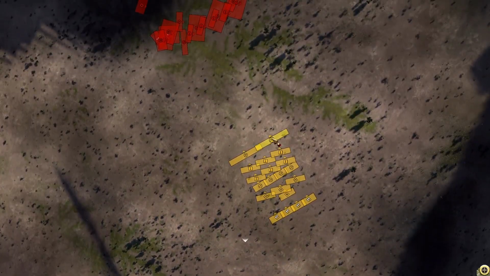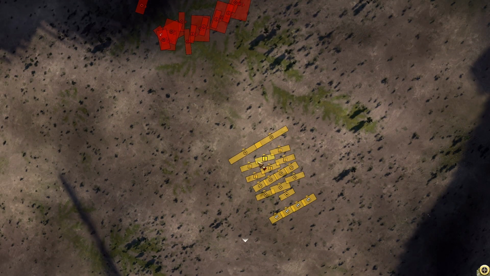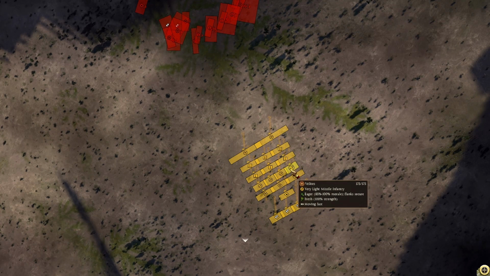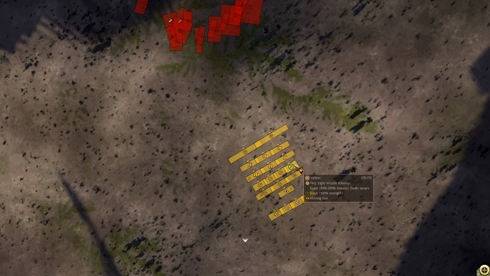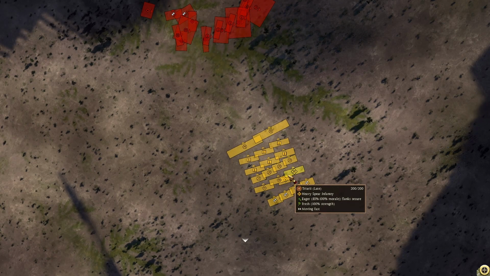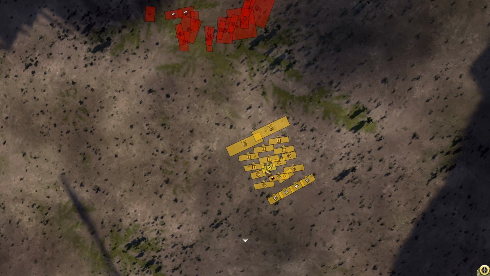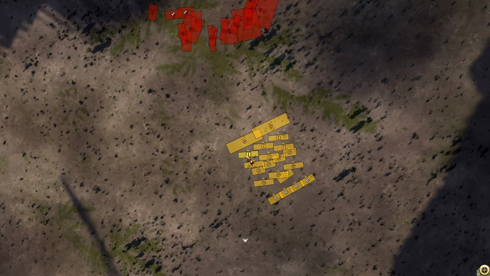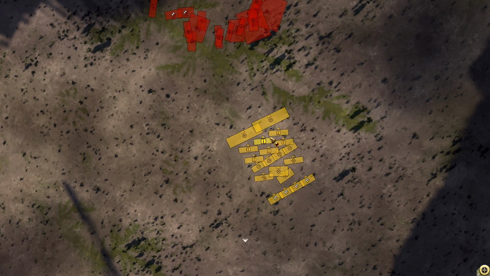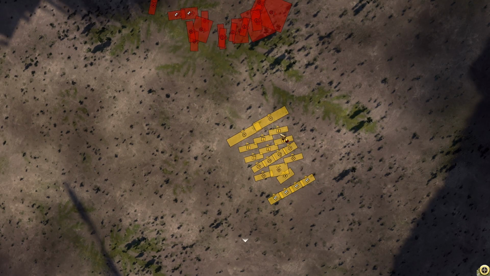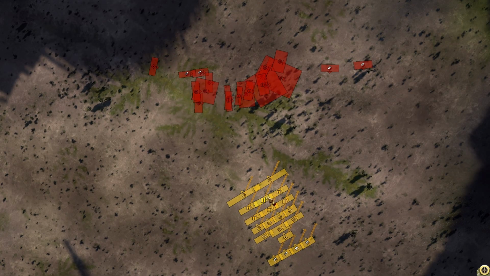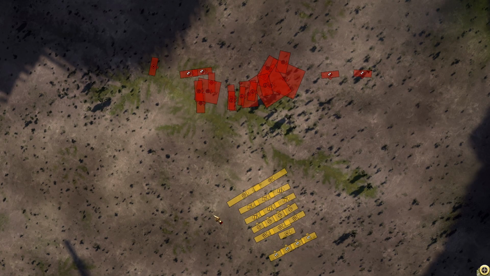Like this, the Rorari in the front, the Principe in the second and third lines, the Velites in the fourth line, and followed by Triarii and cavalry in the back. So the idea here is we try to keep the enemy at bay using the Rorari and the first line of the Principe. We tank all of the enemy front line with our first two lines.